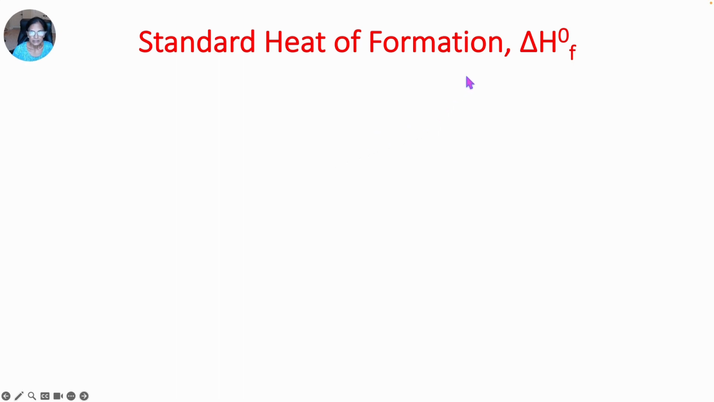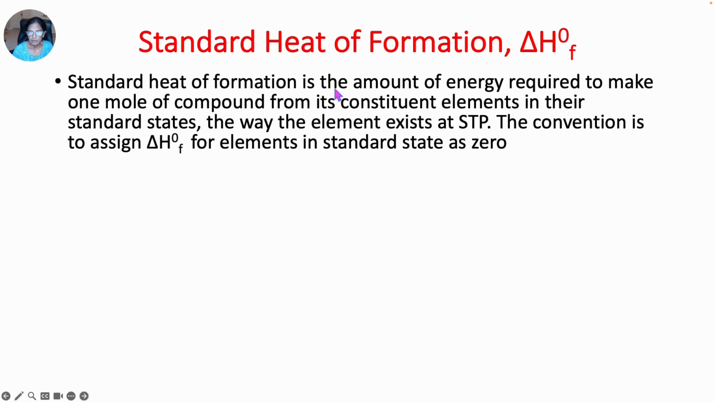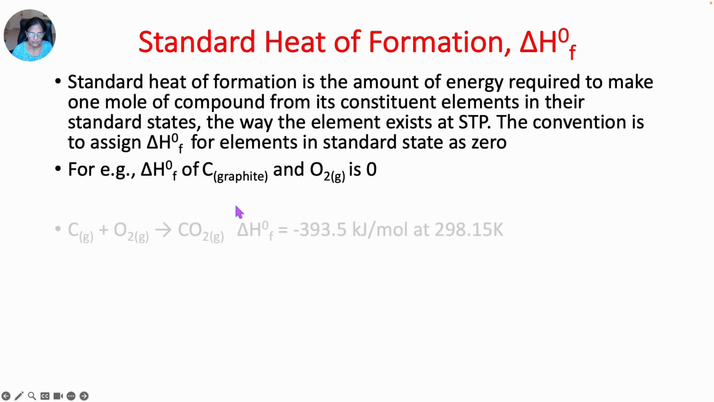Let's see what is standard heat of formation. Delta H 0 stands for standard and F is formation. Standard heat of formation is the amount of energy required to make 1 mole of compound from its constituent elements in their standard states, the way the element exists at STP. The convention is to assign delta H0F for elements in standard state as 0. For all elements, delta H0F in standard state is 0. For example, delta H0F for carbon graphite and oxygen gas is 0.